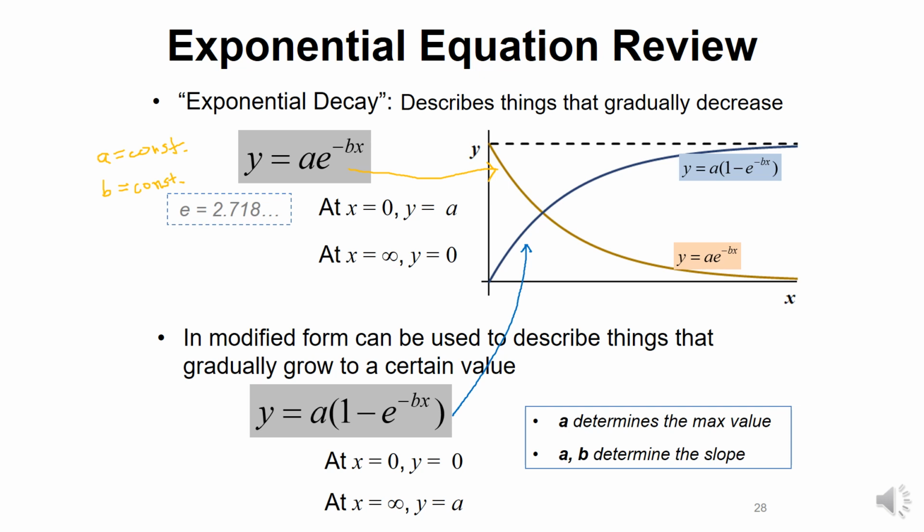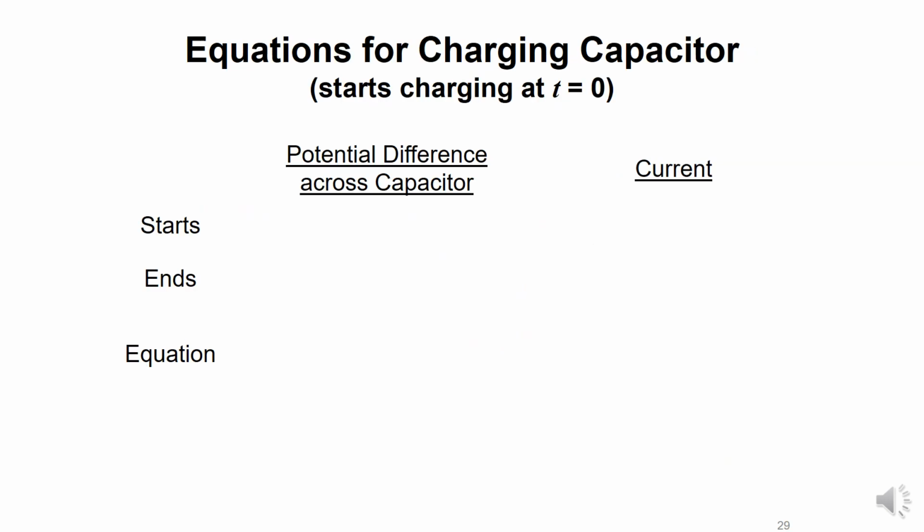All right, now about the constants A and B. A gives us the maximum value. Whatever the constant A is in your equation, that's the maximum value of either of your graphs, the decay or the growth. And A and B together determine the slope. If you have a larger value of B, the slope will be bigger. That means your graph will be decaying faster, or growing faster. And a smaller value of B means the slope will be smaller.